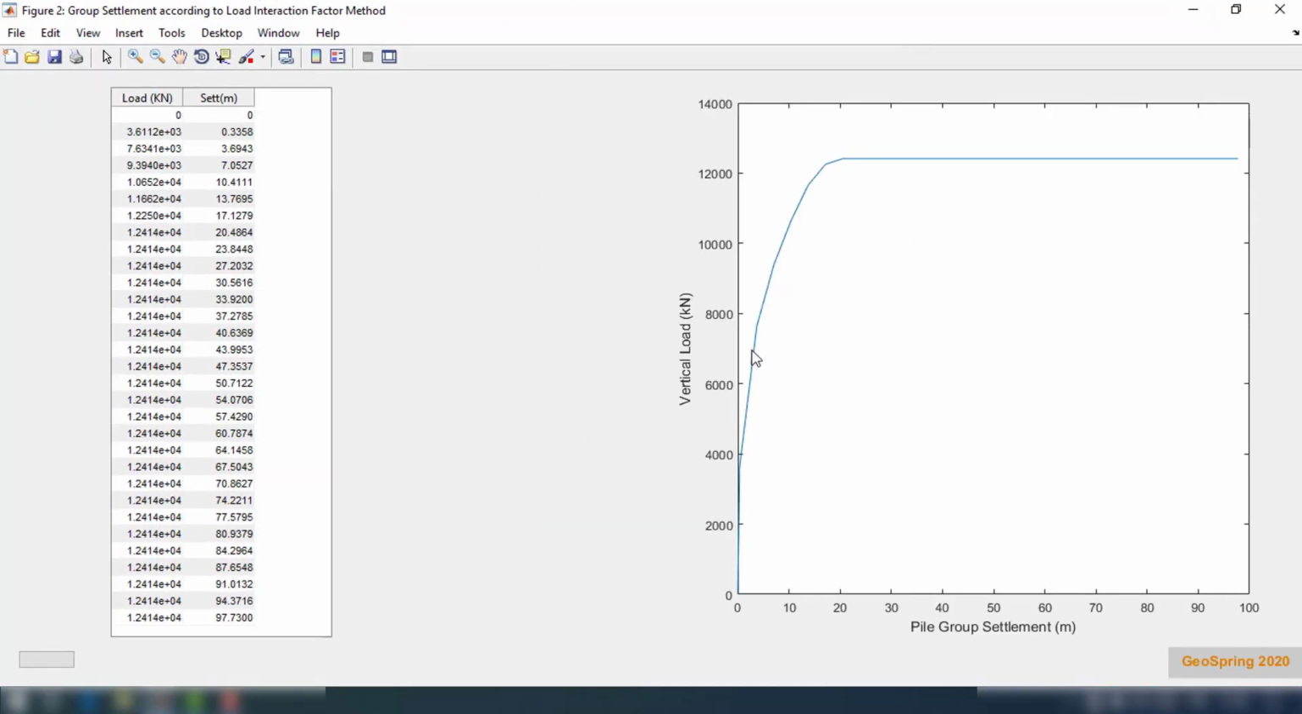So this is the load settlement curve of your pile group, and this table summarizes the data: in the first column the vertical load, and its corresponding settlement.